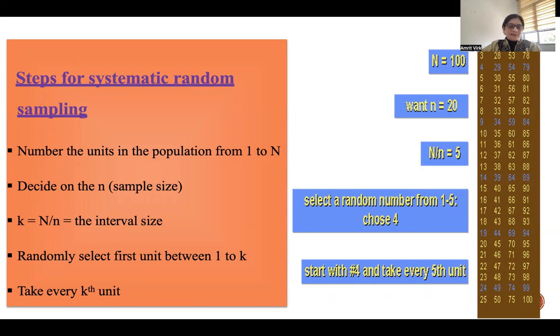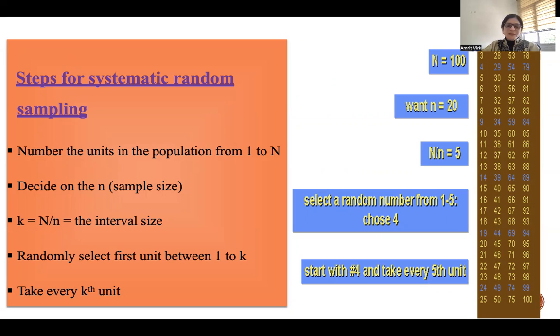So for example, let's take an example that we want to select a systematic random sample of, say, 1,000 students to evaluate the prevalence of hypertension among 10,000 students in a given university. So if we have a total population of 10,000 and we need to take out a sample size of 1,000, our sampling interval K becomes 10.